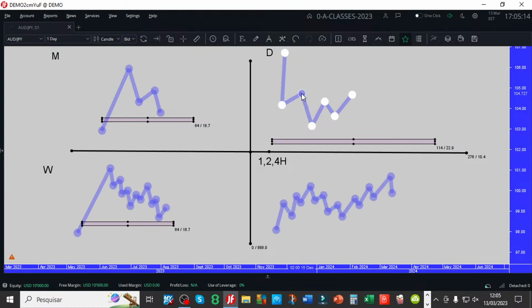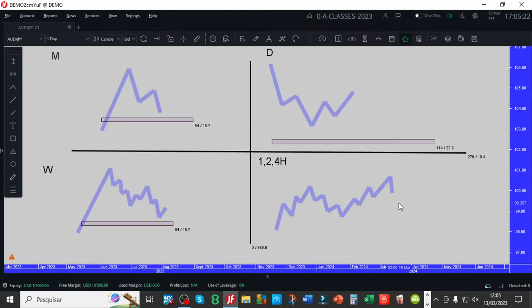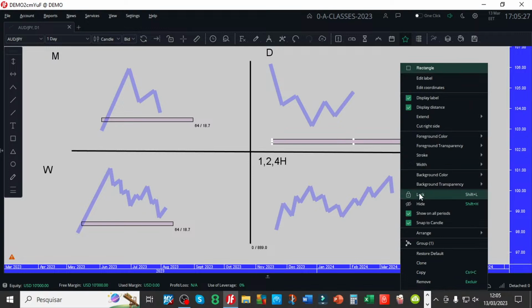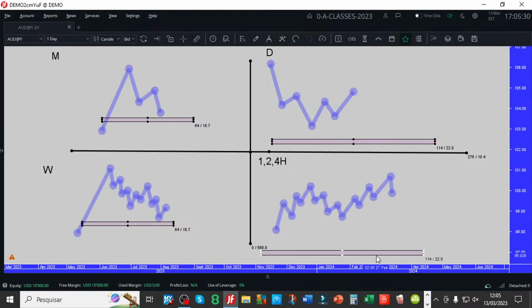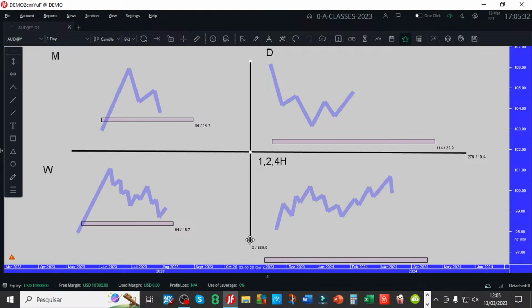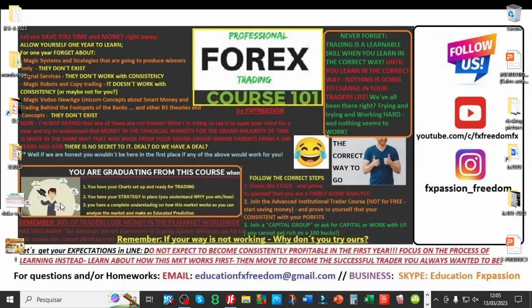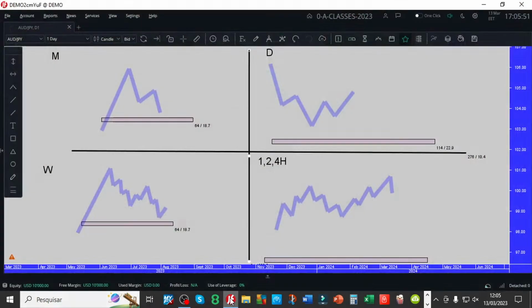And let's make it more interesting, right? So give it a second. Alright, are we ready? 1 hour, 2 hour chart. Boss, those are the best lessons. I agree, those are the best lessons for our understanding on number 3. You have a complete understanding on how this market works, so you can analyze the market and make an educated prediction. Those are the best lessons, everybody.